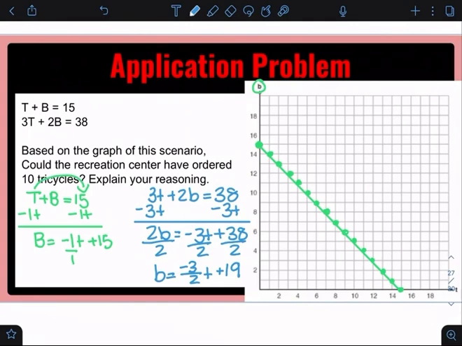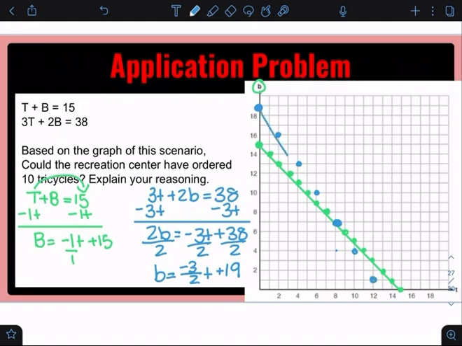Alright, so for this equation, we're going to have to start at 19. 19 is right over 18, and then we're going to have to go down 3 to the right 2. Down 3 to the right 2, and keep going the whole entire length of the graph. Ooh, I found my point where they cross. Nice. Continue going down 3 to the right 2, down 3 to the right 2.